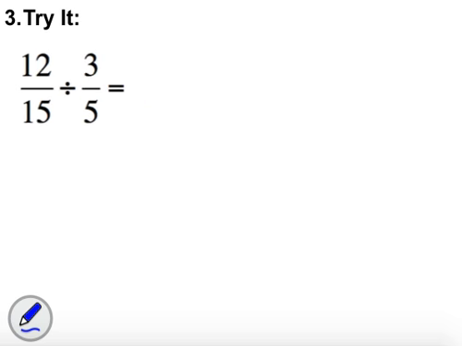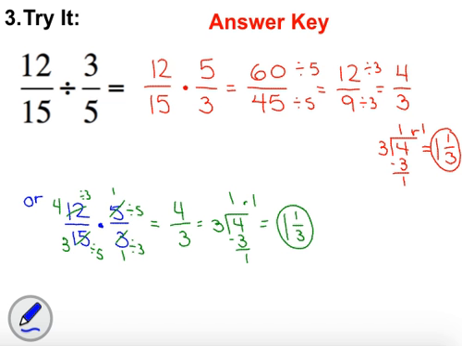Now it's time for you to try it on your own. 12/15 divided by 3/5. Pause the video, try the problem, and hit play when you're ready to check your answer. You should get a final answer of 1 1/3. Pause if you need to review the work.